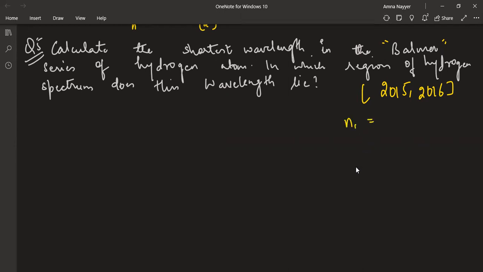If the electron jumps from any of the states to the ground state, we call this the Lyman series. If the electron jumps from any of the states to the second, we call this the Balmer series. So it means this is fixed. Writing N as two is fixed. What about the other one? This is N2, from where the electron has jumped. What about the initial part?